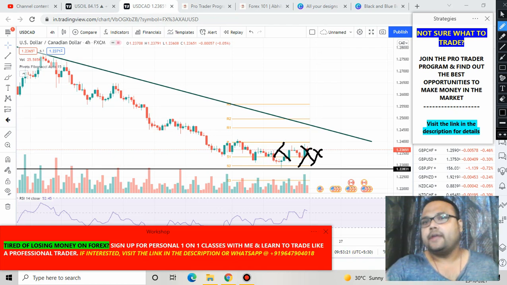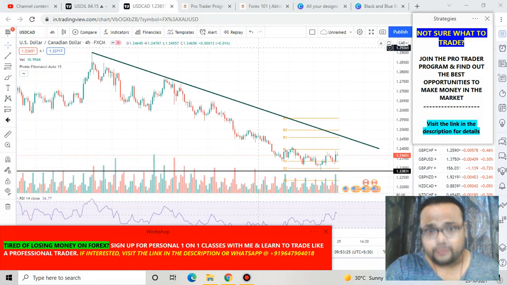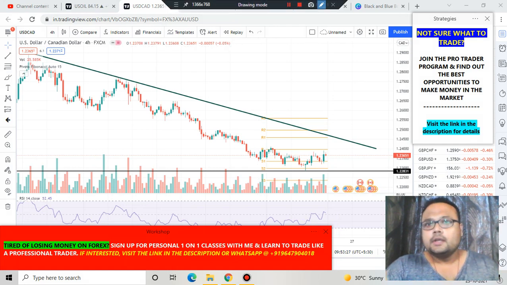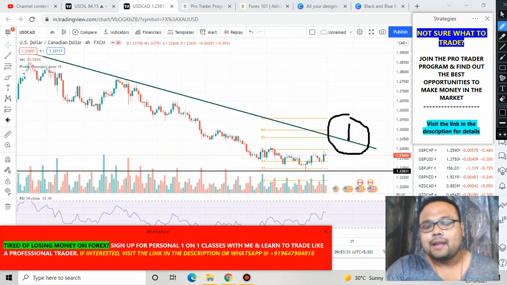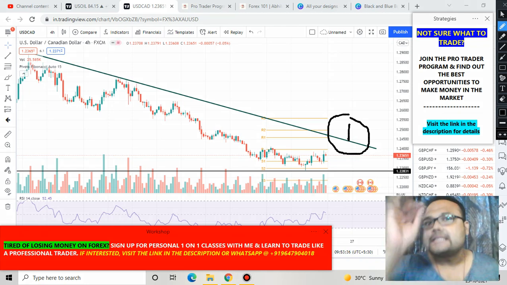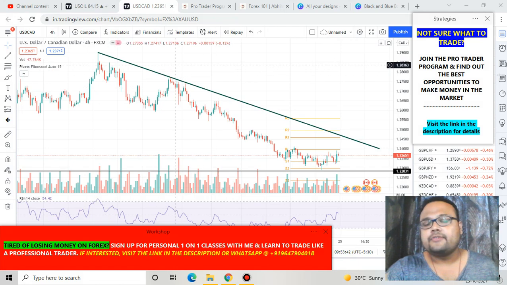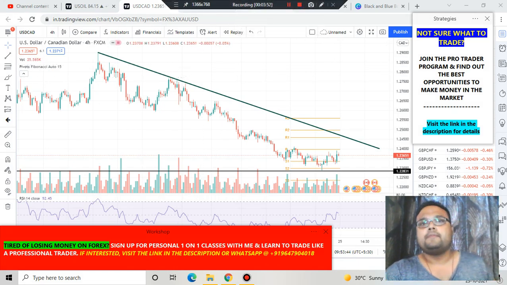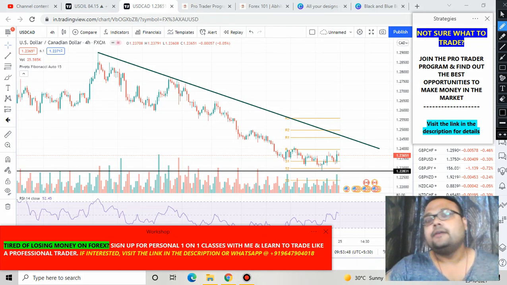Then where should we trade? The two trading opportunities that I see on the chart of USD CAD are as follows. The first trading opportunity is this trend line. You can see that the market is respecting this trend line, or in simple words, this trend line is acting as a dynamic resistance for the market. Whenever the market was going up, it was facing resistance from above. As a result, this trend line is a valid resistance for the market.